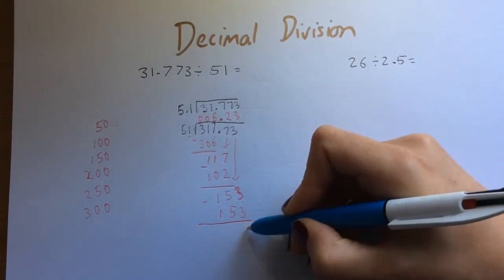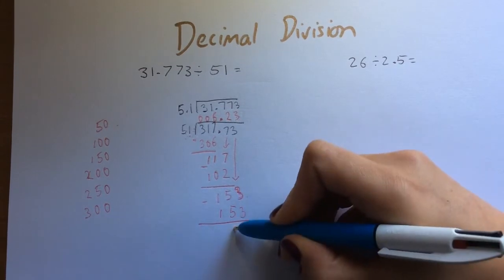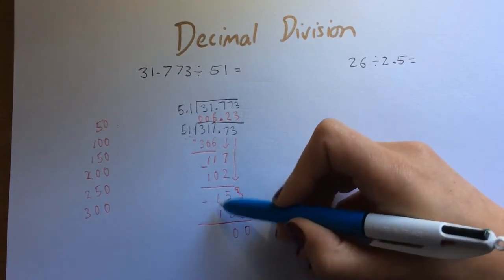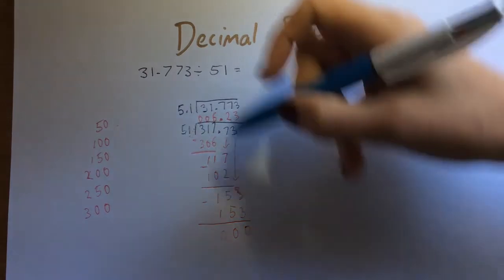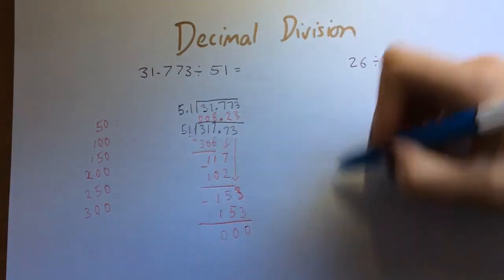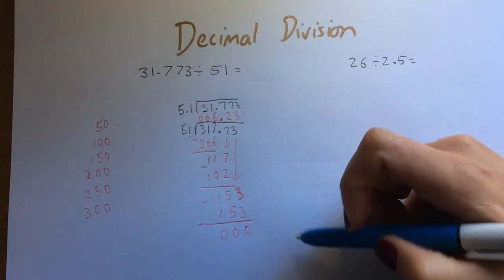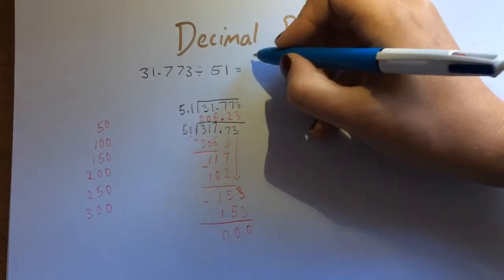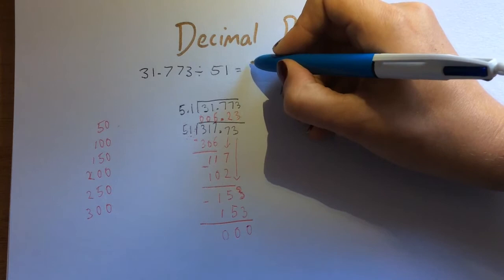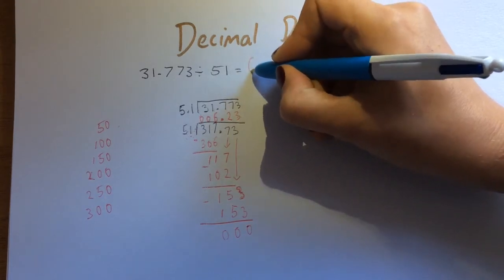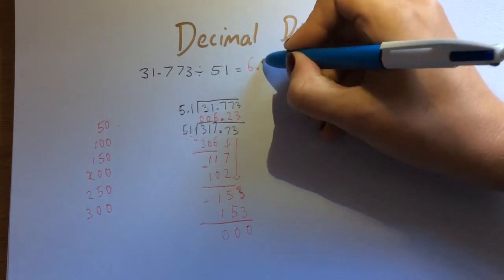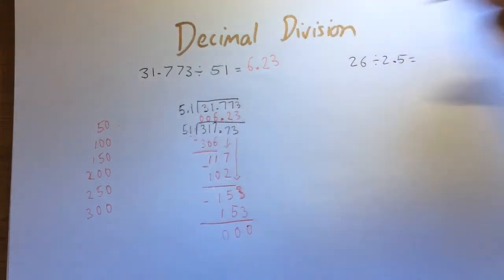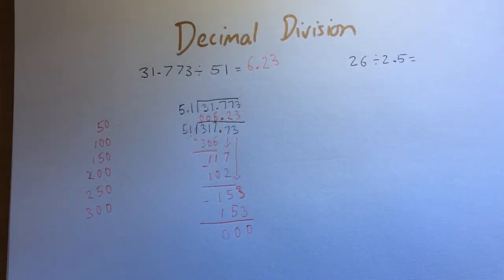I take them away. 3 take away 3 is 0. 5 take away 5 is 0. And then 1 take away 1 is 0. So because I've got no other digits, I know I can stop. I can stop doing my long division now. So I know I've got my answer all sorted and ready. So my answer to this question is 6 and 23 hundredths, and that's it completed.